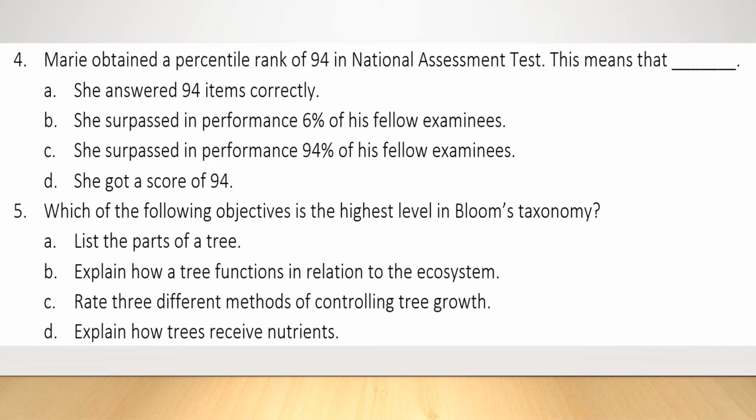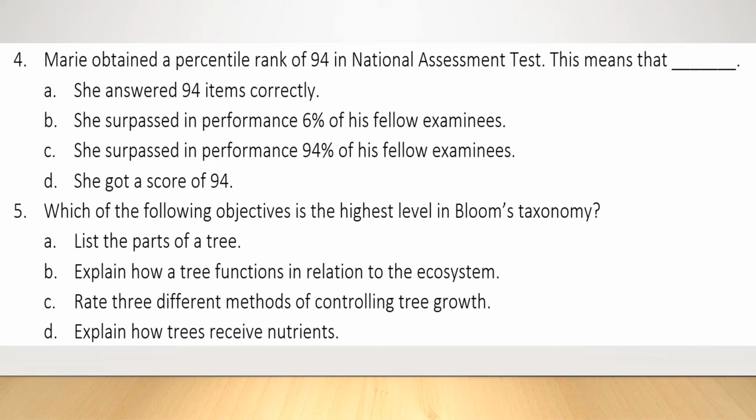Because when you let your students just list down the parts of a particular tree, you are just letting your students enumerate something. So lowest level ni siya, so wrong ni siya. When you say explain how a tree functions in relation to the ecosystem, the word explain. So when you let your students explain something, that falls under understanding. Because the students cannot explain a particular concept unless he understands it.